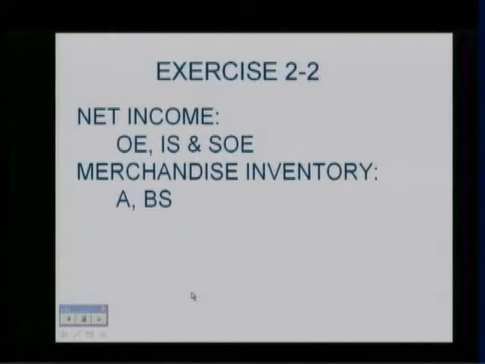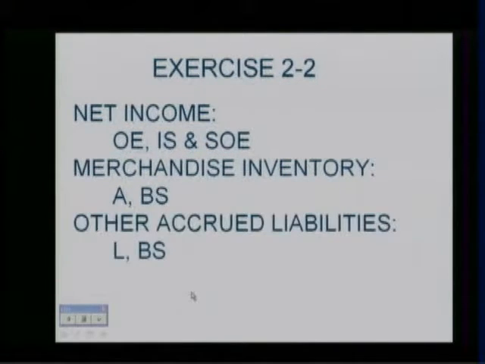Merchandise inventory, we've talked about that one before. Merchandise inventory is the stuff a company has that it's going to sell to a customer. If it's something it has that has value, that makes it an asset, and assets show up on the balance sheet. Other accrued liabilities. Well, that one's a giveaway. The word liabilities tells you that it's a liability account, and liability accounts show up on the balance sheet.